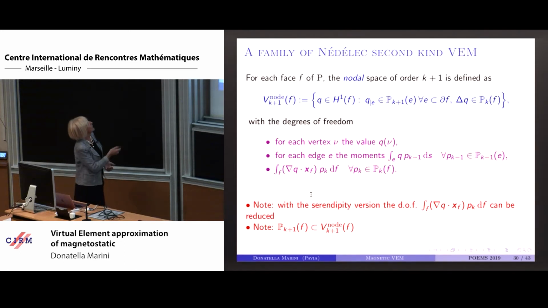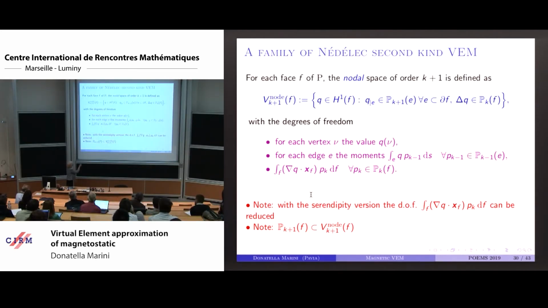Then we have nodes. The space of nodes will be of degree k plus 1, made of functions which are polynomials of degree k plus 1 on each edge, and Laplacian of degree k. These will be the degrees of freedom. And again, here too, with the serendipity version, the internal degrees of freedom can be reduced. Maybe not always eliminated, but substantially reduced. Polynomials of degree k plus 1 are included.